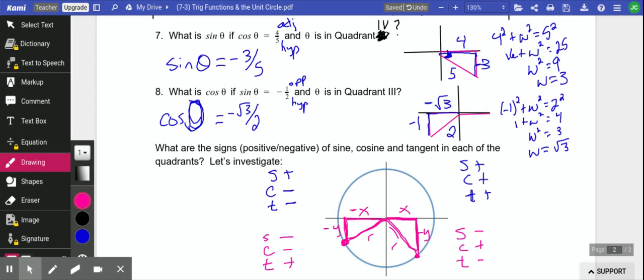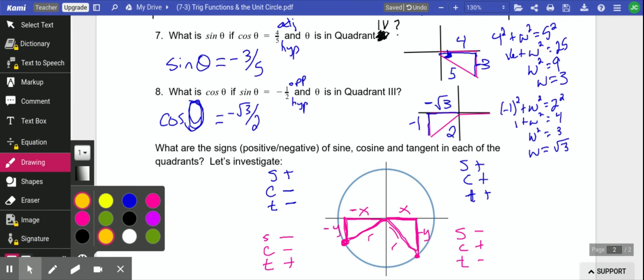All right, so here's what I want you to see about all of this. In the first quadrant, they are all positive, all of them. In the second quadrant, only sine is positive. In the third quadrant, only tangent is positive. And in the fourth quadrant, only cosine is positive. Okay, and that is always going to be true.